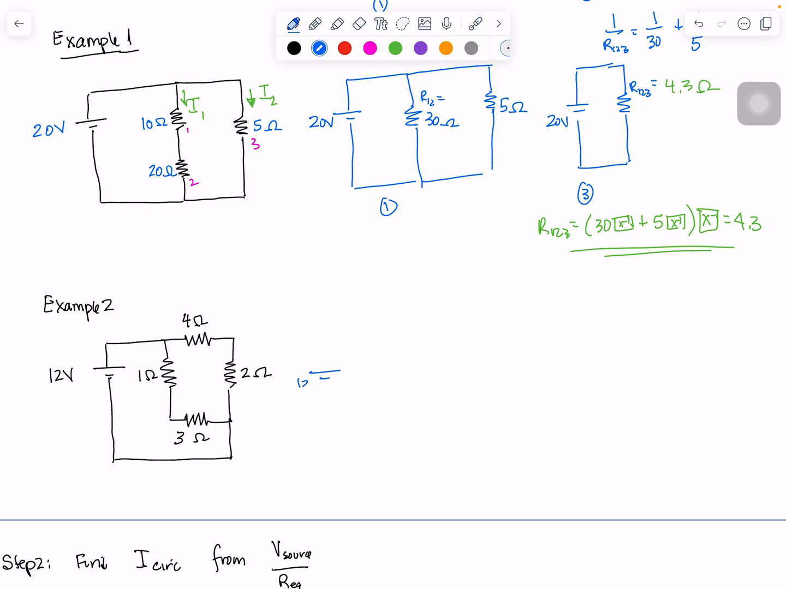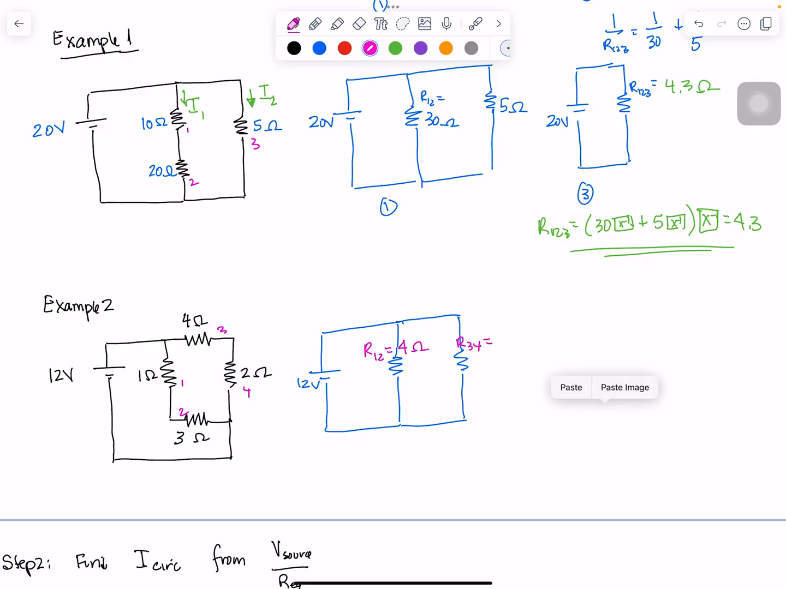So I know that this is 12 volts, and I turned this into 2. I'm going to number again. So 1, 2, 3, 4. I turned this into 2 parallel resistors. So I'm just going to use pink. R1, 2, these are in series, so I'm adding them together. 1 ohm plus 3 ohms is 4 ohms. And then I've got R3, 4. 4 ohms plus 2 ohms is 6 ohms.